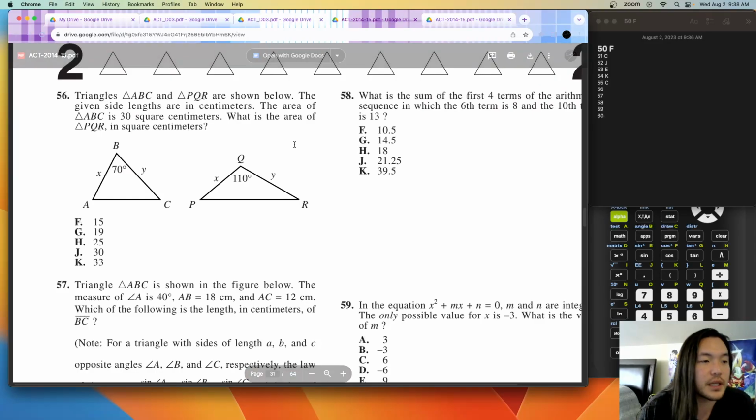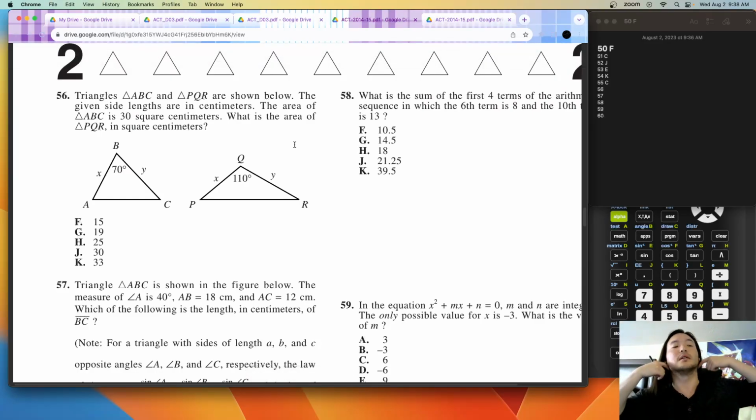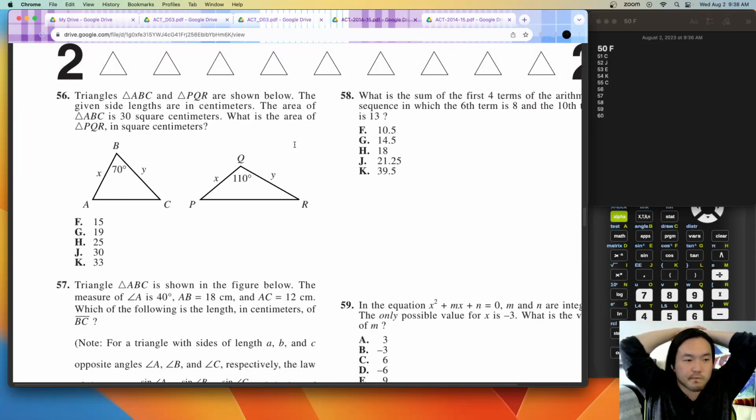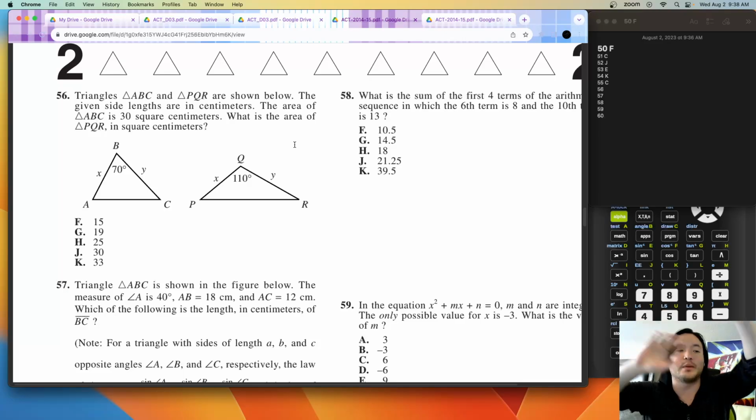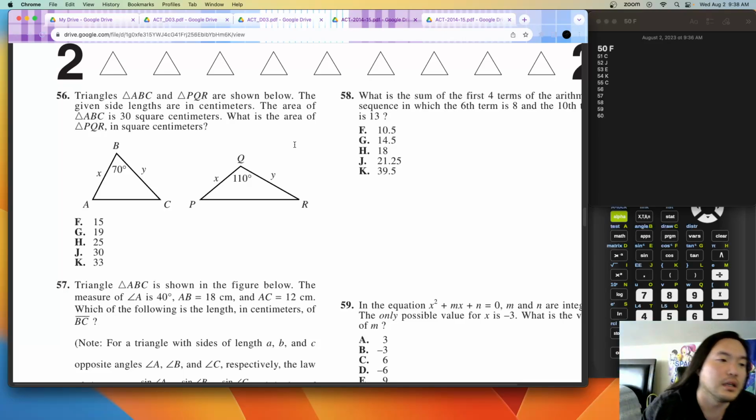Okay, triangles. We have triangles ABC and PQR. Given the side lengths are in centimeters, the area of ABC is 30 square centimeters. What is the area of PQR? I actually have no idea how to solve this. Let's see. Let me think. How can I solve this?